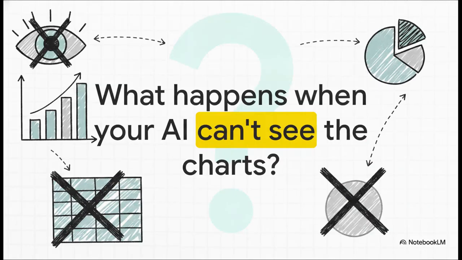I want you to start by asking yourself a pretty basic question. What happens when your AI can't see the charts? It's a massive critical blind spot. Most standard AI setups completely miss visual data. Think about it. If you hand a traditional AI a 50-page report, it might read the text flawlessly, but it is completely blind to the bar charts, those intricate graphs and the complex tables that, let's be honest, usually hold the most important numbers. It's literally like trying to read a science textbook with all the illustrations ripped right out.